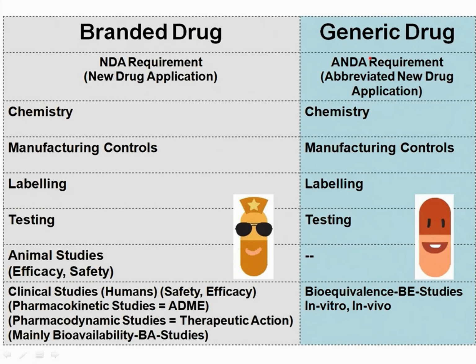Because for generic drug we usually don't perform preclinical or clinical trials. Then chemistry, these are similar. Then manufacturing controls also similar. Then labeling and testing is also similar for both branded and generic drug. But for branded drug, it's compulsory to perform preclinical trial like animal studies for safety and efficacy reason. But for generic drug, it is not required.